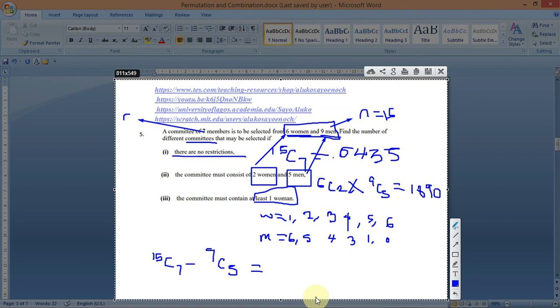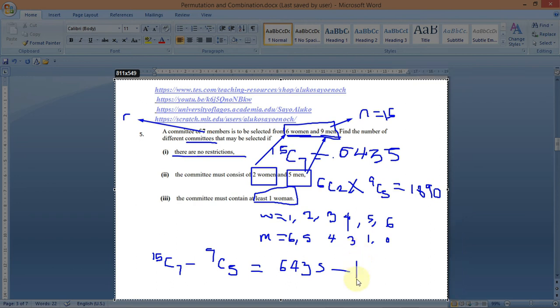So 15 combination 7, I have that already. 15 combination 7 is from the first question. So that is 6435. Then minus, so I can do my 9 combination 5 now. 9 combination 5. So 9 shift combination 5.